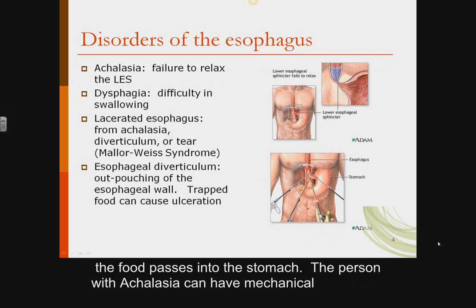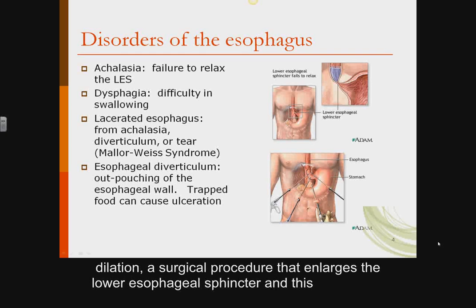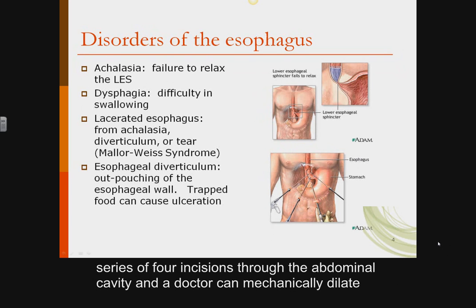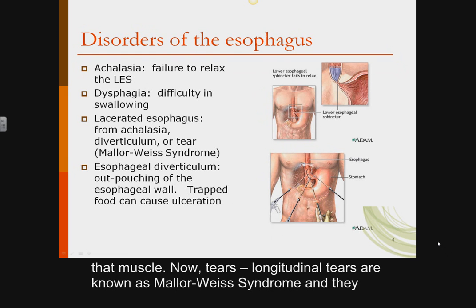stomach. The person with achalasia can have a mechanical dilation, a surgical procedure that enlarges the lower esophageal sphincter, and this can be done through laparoscopy, which I'm showing you a picture of down at the bottom, a series of 4 incisions through the abdominal cavity, and a doctor can mechanically dilate that muscle.